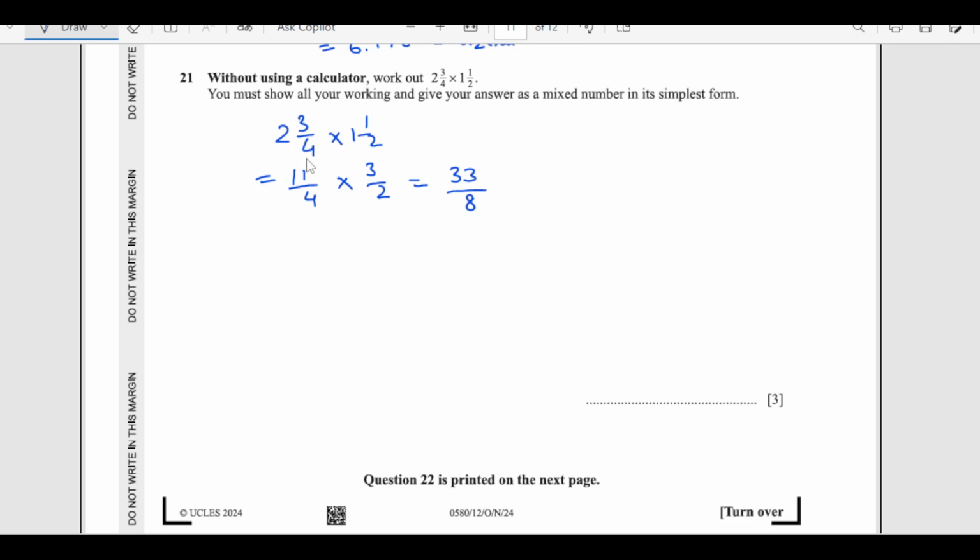So 33 over 8, we are going to write it down as a mixed fraction. So let's divide 33 by 8. 8 times 4 is 32, so the remainder is 1. So this is going to be 4 1 over 8. So 4 1 over 8, the answer is in a mixed fraction.